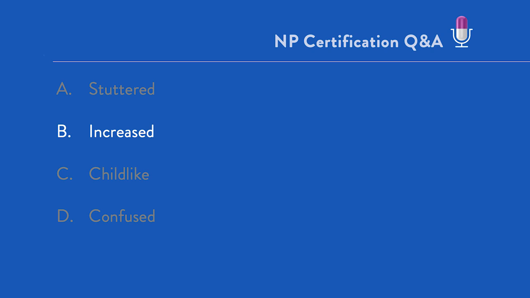I wouldn't necessarily expect stuttered speech in a patient with a manic or hypomanic episode. Stuttered speech would be more consistent with things like social phobias or anxiety. Childlike speech may have many potential causes, but is most often associated with personality disorders. And confusion, it might occur with a manic episode, but it wouldn't be the first thing that we look for. Confusion is really much more consistent with neurocognitive or psychotic disorders.